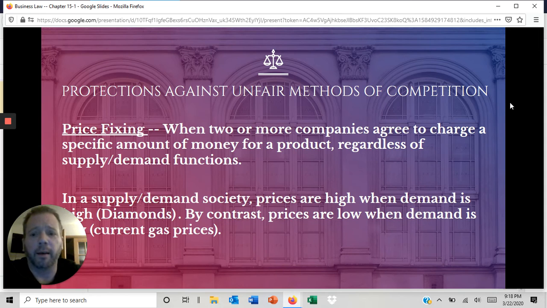When demand is high, like with diamonds, it's okay to charge a high price because they're in high demand. But if diamonds were in low demand and nobody wanted them, to charge such a high price would be price gouging. I'll give you a current example of our gas prices.